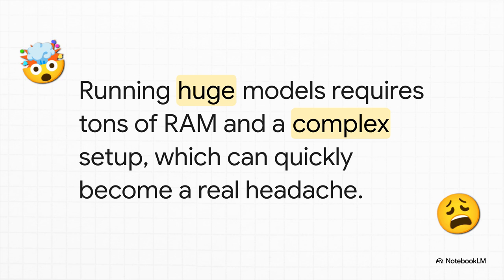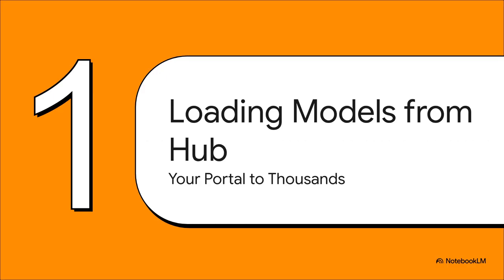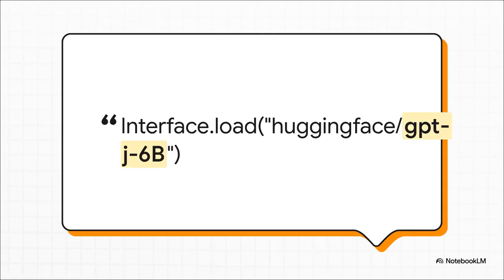But what if I told you there's a way around all of that? What if the solution to that entire mess was just one single line of code? No, I'm not kidding. Just one. Let me show you how it works. It all starts with this brilliant integration between Gradio and the Hugging Face hub. And you can think of this as your personal, direct portal to literally thousands of incredible models, ready to go instantly.